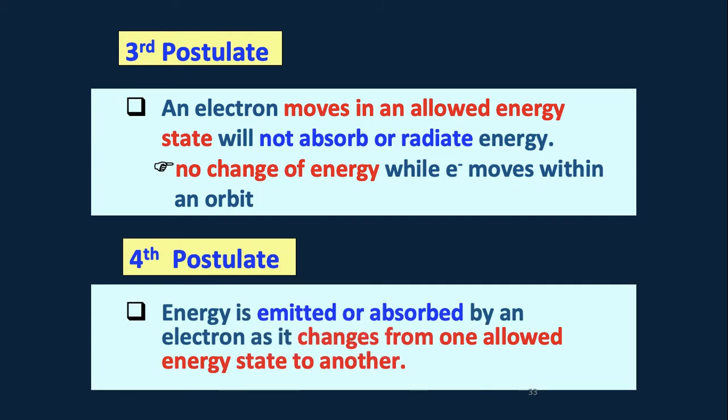The fourth postulate: energy is emitted or absorbed by an electron as it changes from one allowed energy state to another. So this means if the electron changes the shell or changes the orbit, energy will be emitted or absorbed.